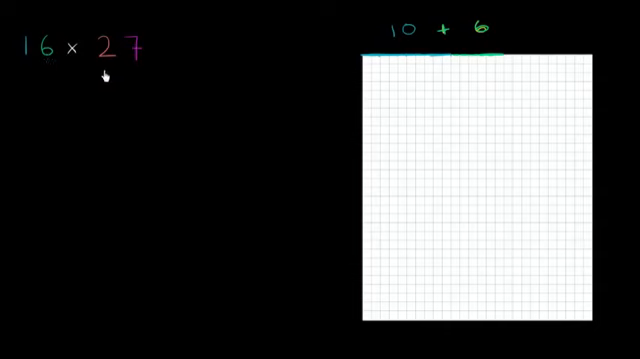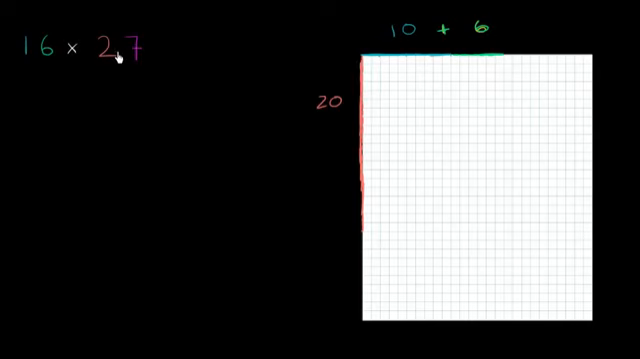Now let's think about 27. Well, we already know that the 2 in the tens place is representing 20. So let's count off 20. So it's 1, 2, 3, 4, 5, 6, 7, 8, 9, 10, 11, 12, 13, 14, 15, 16, 17, 18, 19, 20. So up until that point right over here, this line has a length of 20.